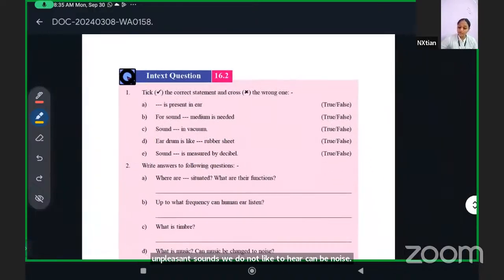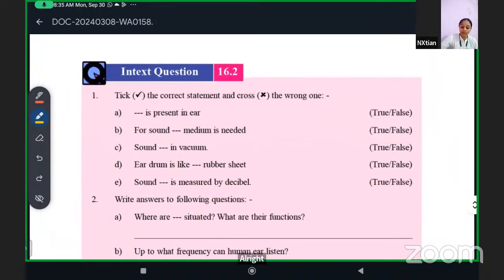Now, index question 16.2 is for you all to try out. Okay, homework, 16.2 you have to try out.